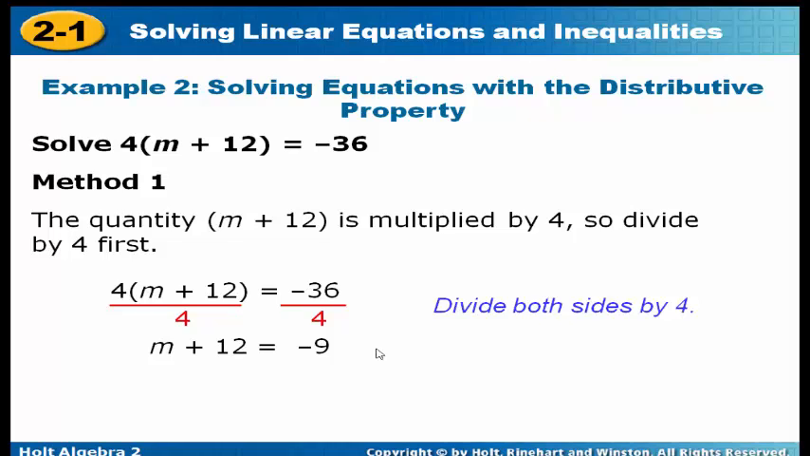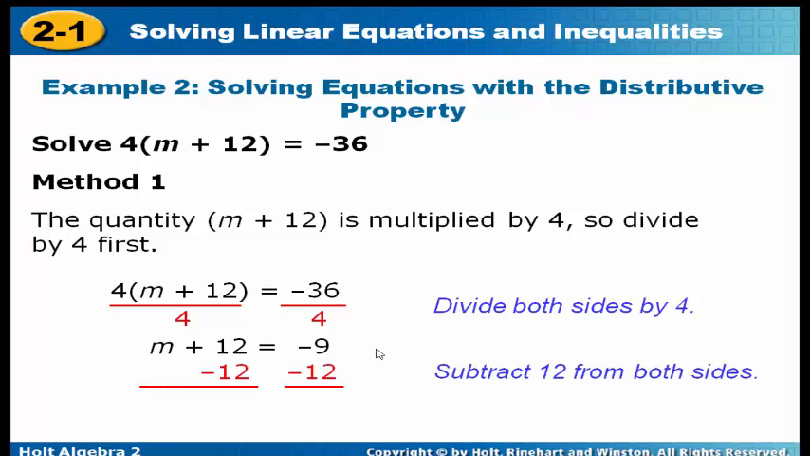Now m plus 12 equals negative 9. Subtract 12 from both sides. So m equals negative 9 minus 12, which equals negative 21. So m equals negative 21.